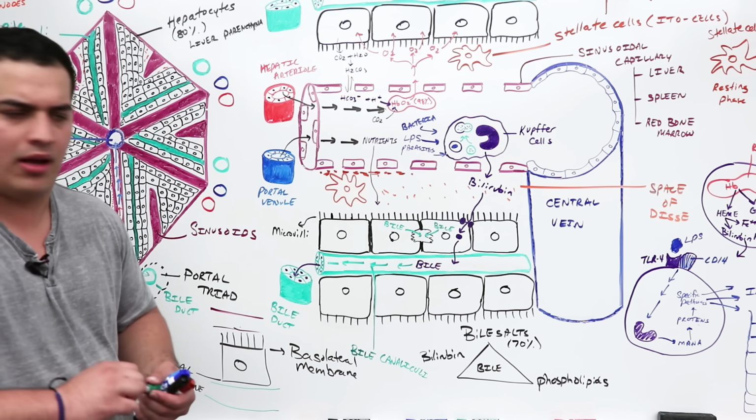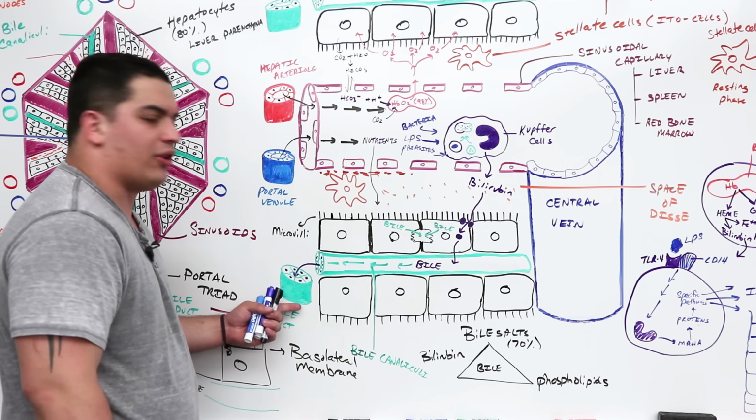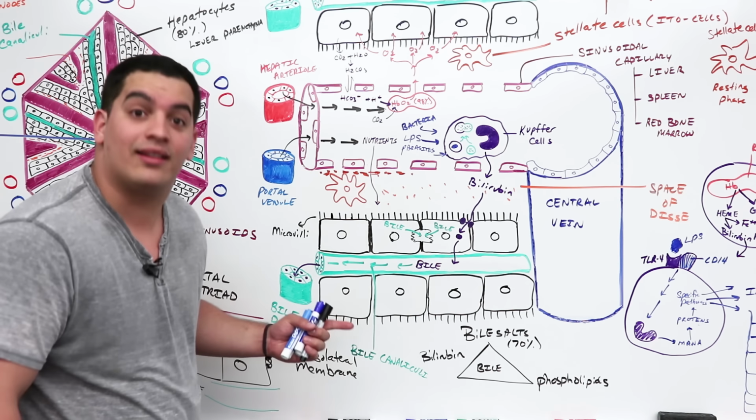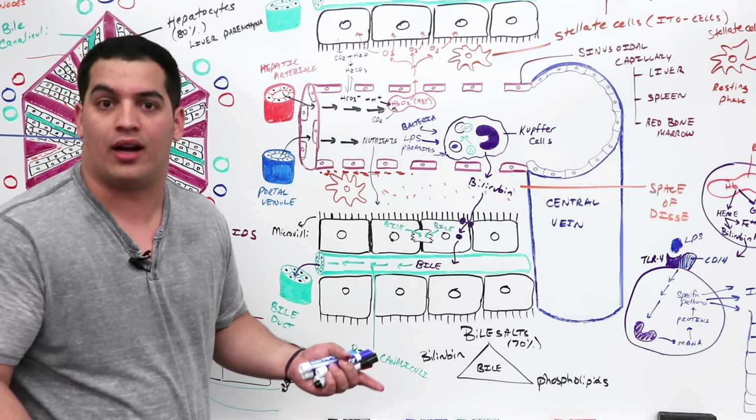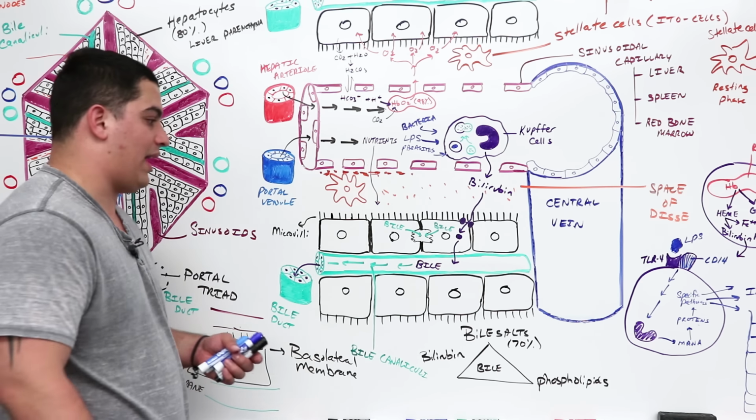And then if you remember, the bile ducts will become your left and right hepatic ducts. Those will form the common hepatic duct. They'll fuse with the cystic duct of the gallbladder and form the common bile duct, which will go down and fuse with the main pancreatic duct.